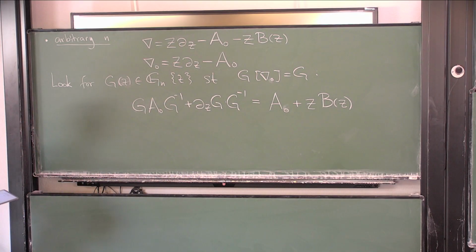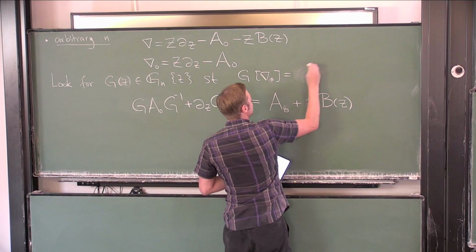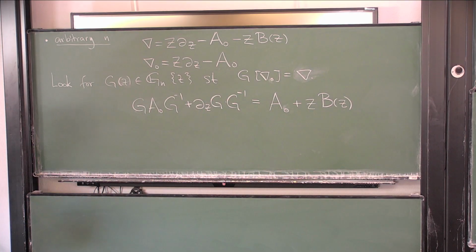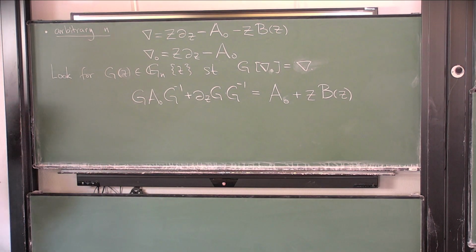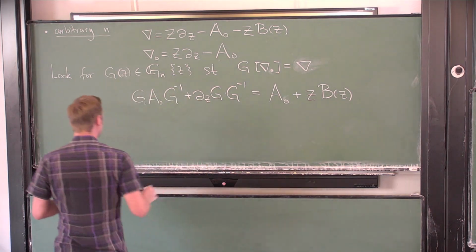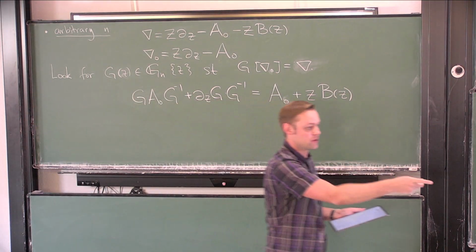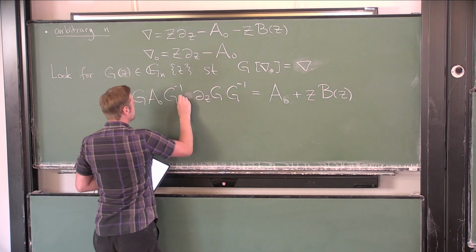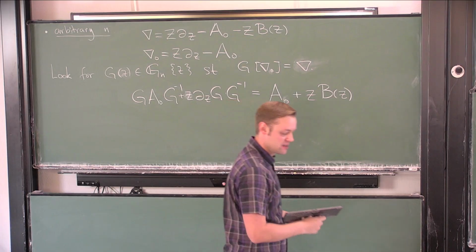I think we got this right. G of Nabla naught should be Nabla, right? Yes, thank you. I was looking at it and I was like, something's wrong. Right, okay, so now I'm going to massage this equation a little bit. You're missing a z in front of the del z. Yes, thank you. That's very important.